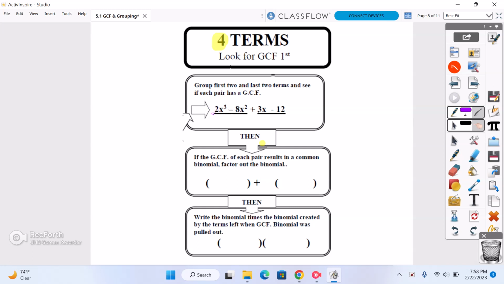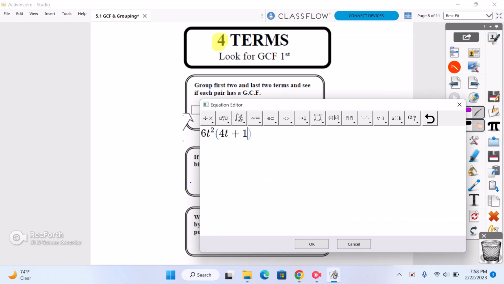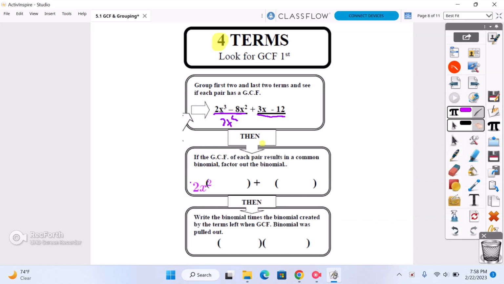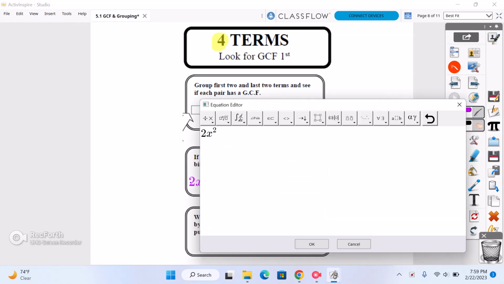What you want to do is group the first 2 terms together, that's this underline here, and the last 2 terms together. And we want to factor out the greatest common factor from each group. So from this first group, our greatest common factor would be 2x squared. And so we want to factor out a 2x squared. That goes on the outside of our parentheses. And then when we divide that by 2x squared, we're going to end up with x minus 4 inside our parentheses.